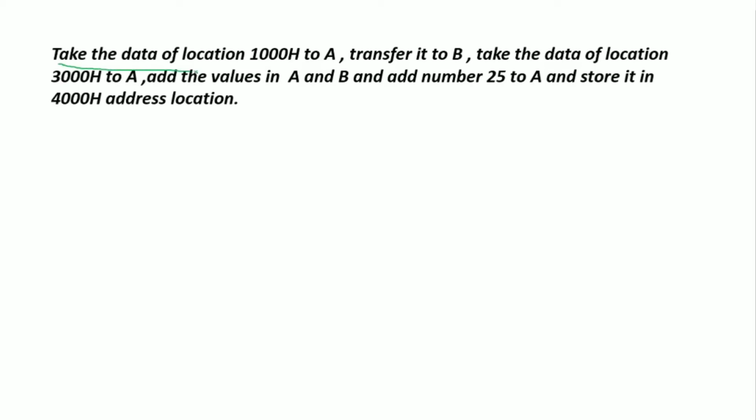Take the data of location 1000H to A, transfer it to B. Take the data of location 3000H to A, add the values in A and B, and add number 25 to A, and store it in the 4000H address location. So it is a very good question, and we will cover all the addressing modes in this particular question. So let's get started with the question.